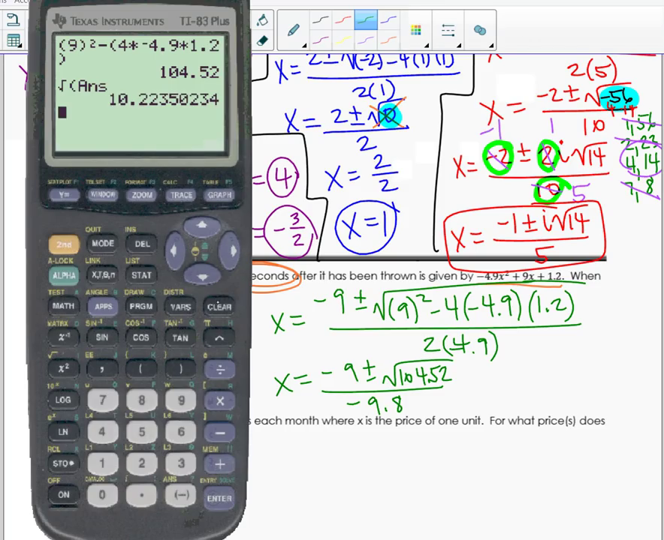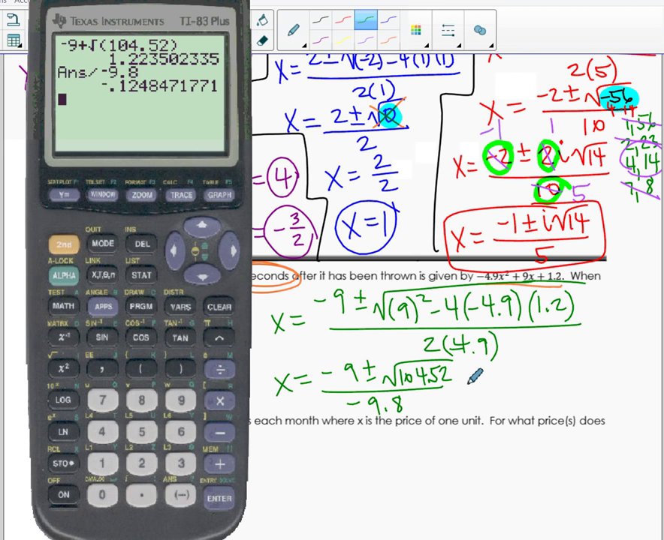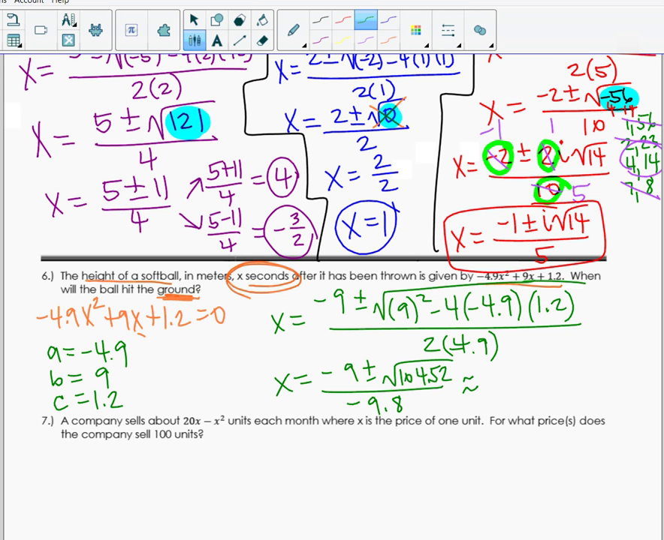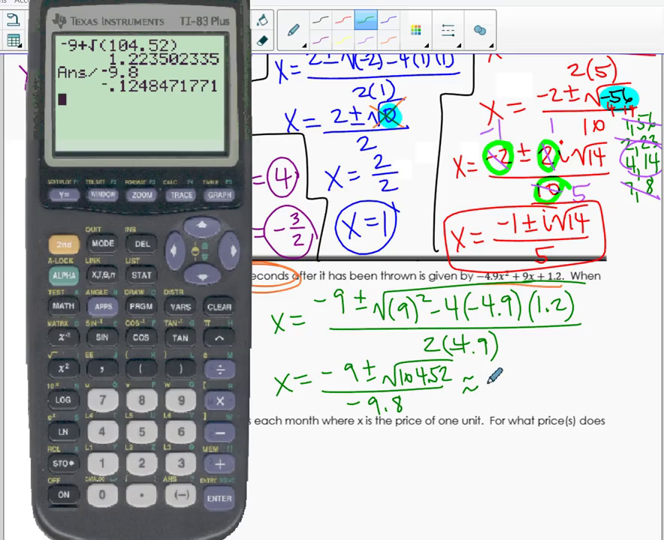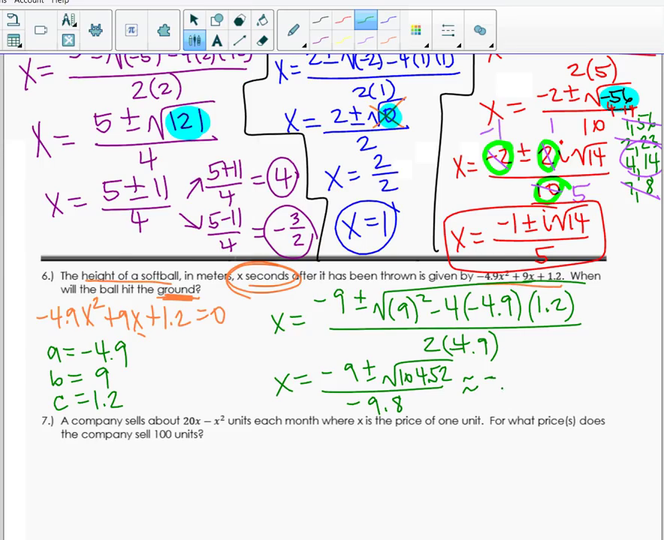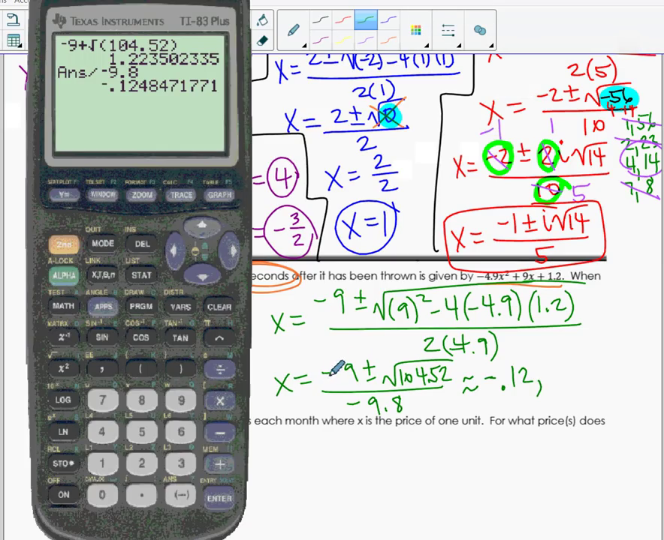Okay, so let's do this. One of your answers is negative 9 plus the square root of 104.52, excuse me, divided by negative 9.8. So one of your answers is approximately, because we're going to be rounding, negative 0.12.